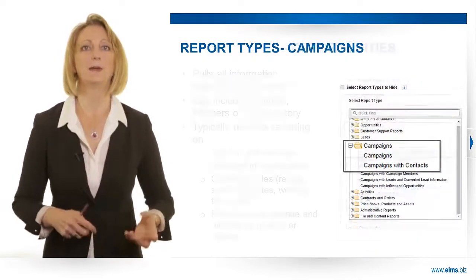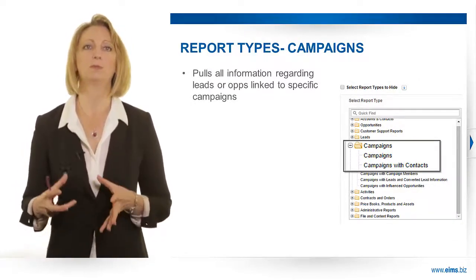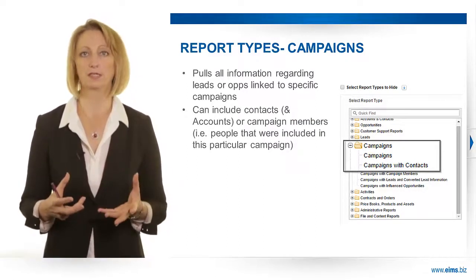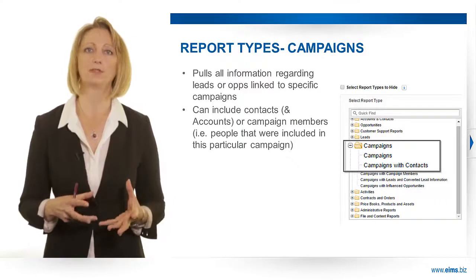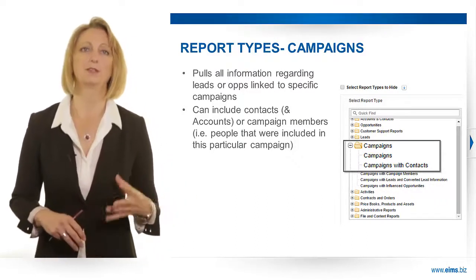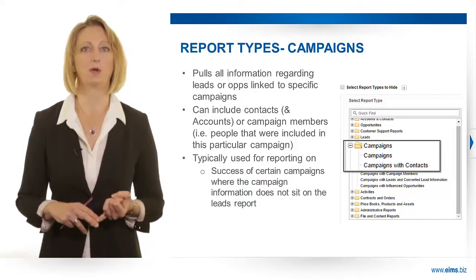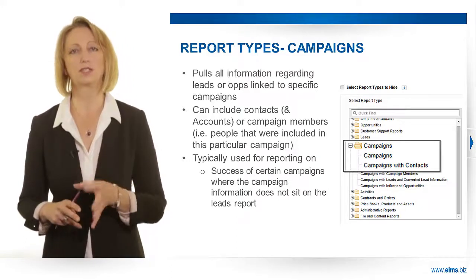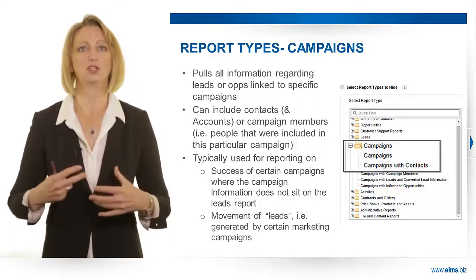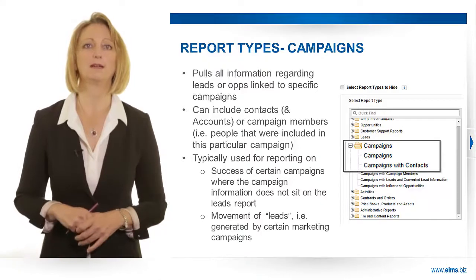Also available is the campaign report. And this pulls all information regarding leads or opportunities linked to a specific campaign. It can include contacts and accounts or campaign members, so people that were included in this particular campaign. This report is typically used for reporting on success of certain campaigns where the campaign information does not sit on the lead report, or movement of leads, so generated by certain marketing campaigns. You should use campaign reports to analyze marketing efforts.